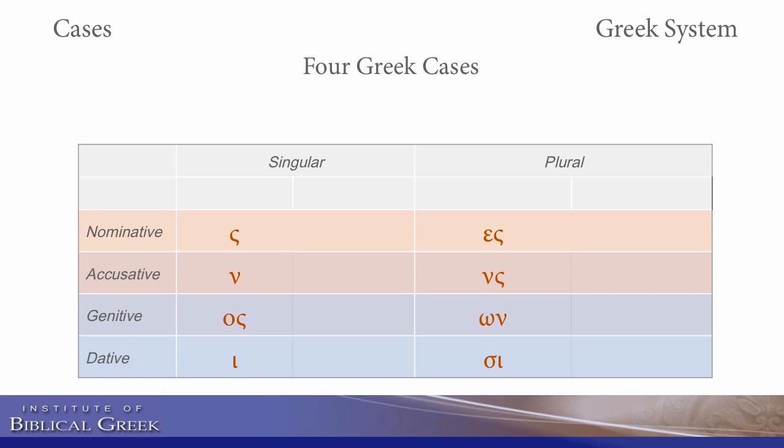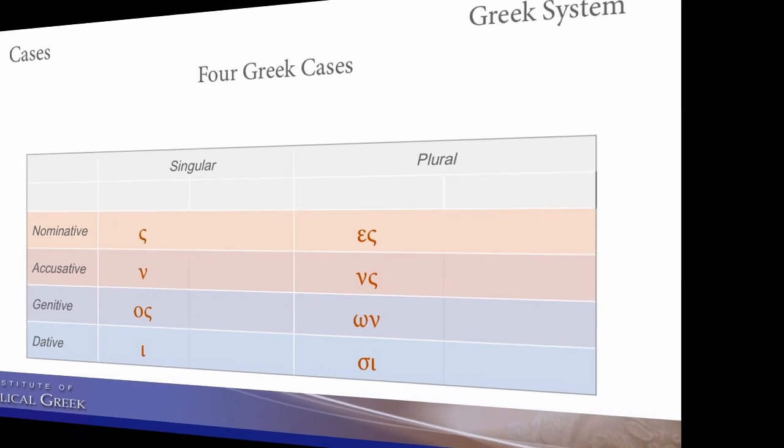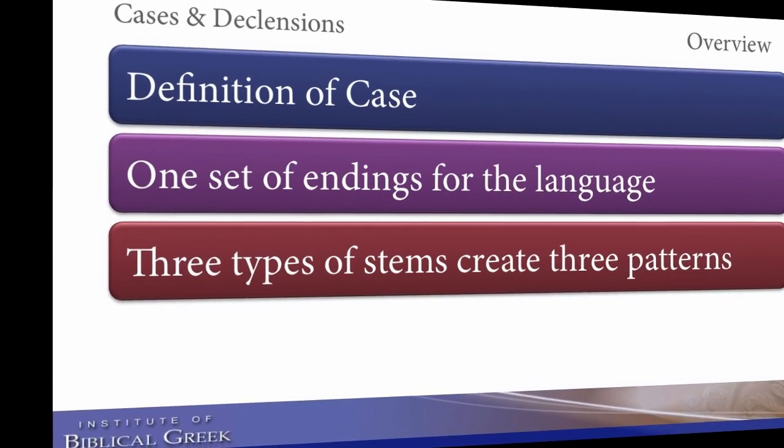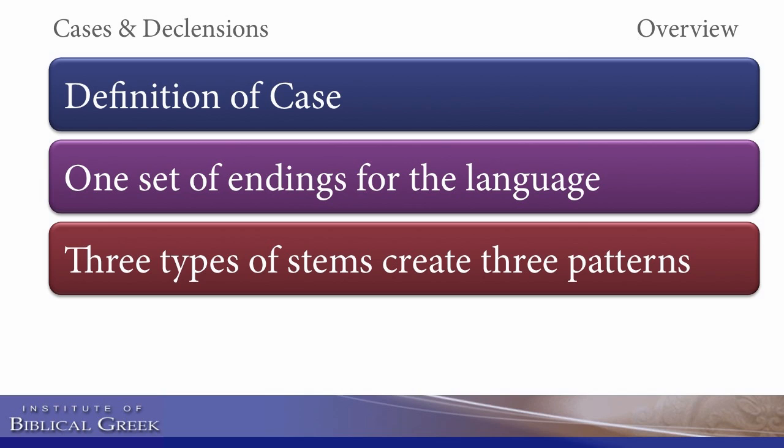Many people think that declension is a type or pattern of ending. Now, in Greek, we have 3 declensions, so many people think we have 3 sets of endings in Greek. But what I'm trying to argue here is that we have one set of endings, one set of forms that mark our different cases. And really, what marks different declensions are 3 different types of stems.